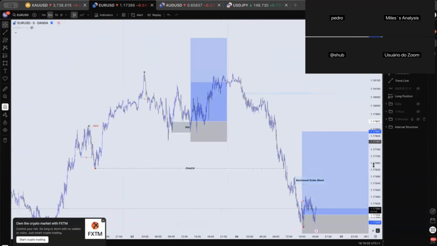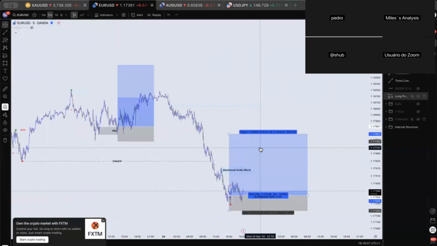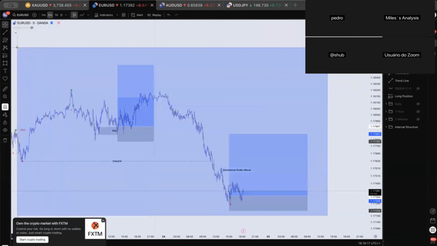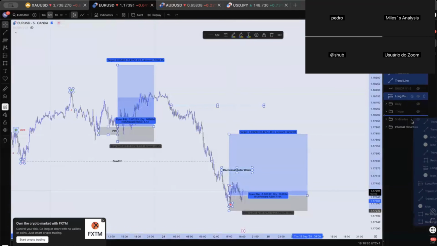But as of now, I'm in a long position based on the 1 hour time frame. So just wait for my TP to be hit here. That means I'm not going to be considering this decisional order block. I'll just stick to the 1 hour time frame analysis and hold my position.